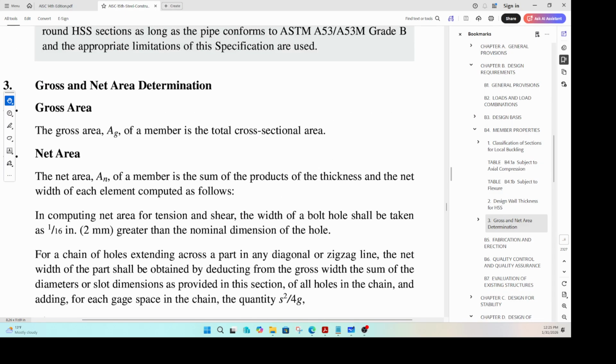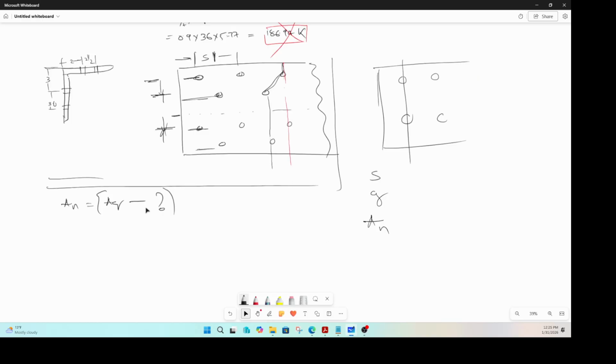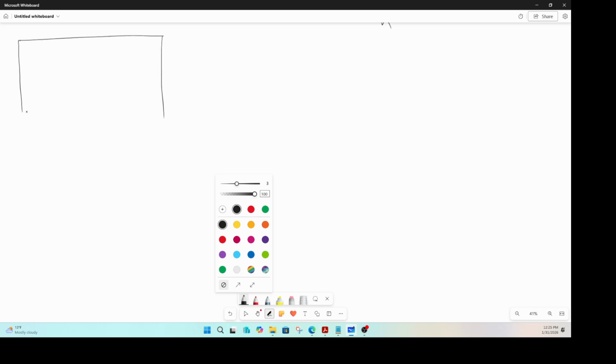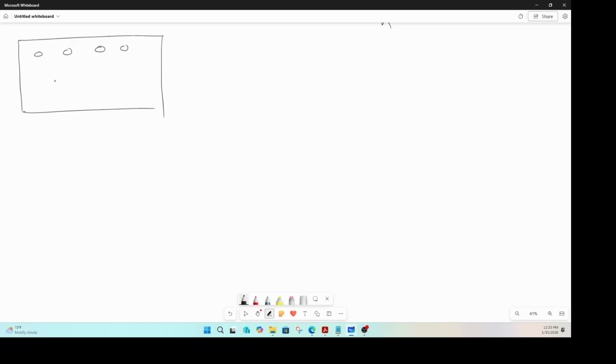So let's do a problem here. Let's say you have a plate like that, with holes like that. Right? Then these are staggered. Then you have the same hole outside. In this plate here, the discontinuous edge is subject to LRFD.